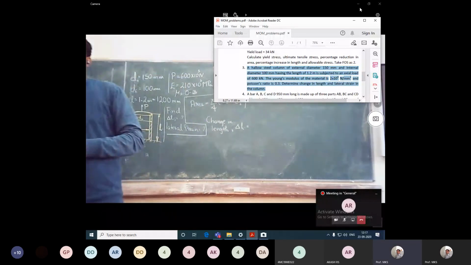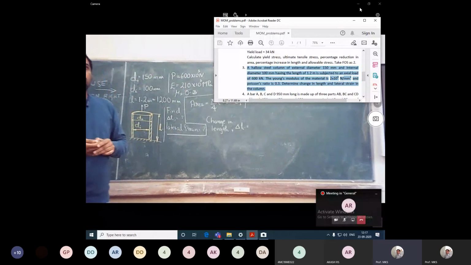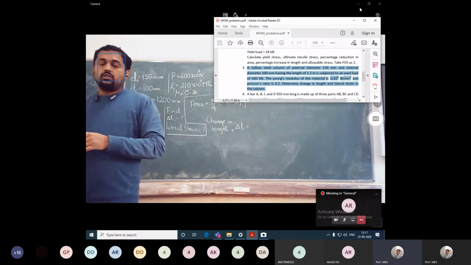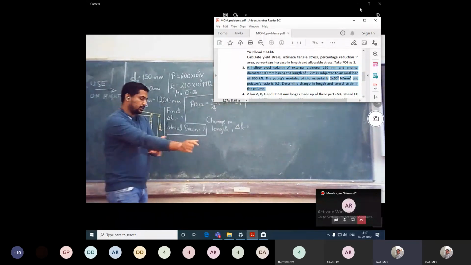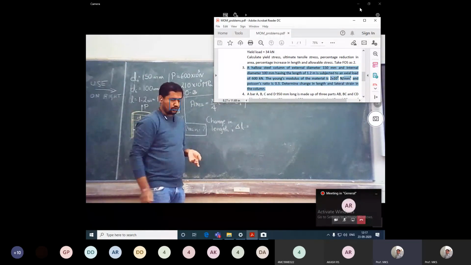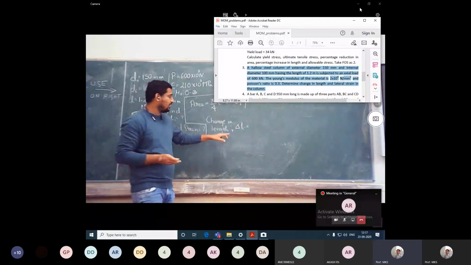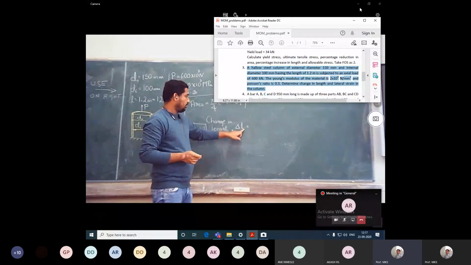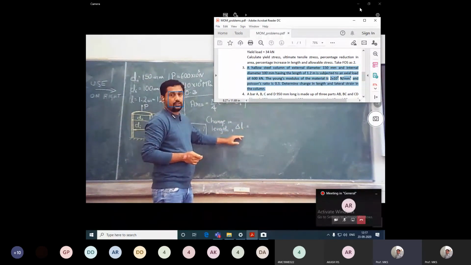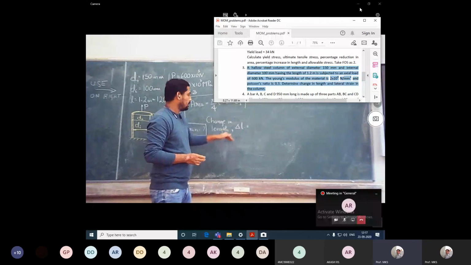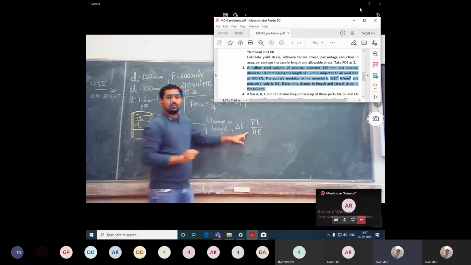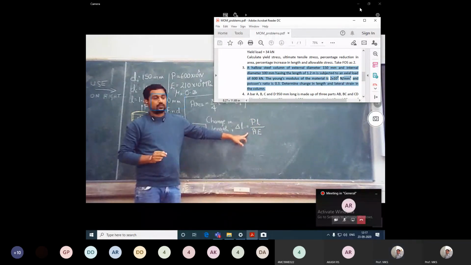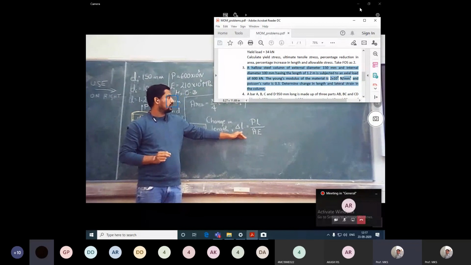Delta L is given by, according to Hooke's law, stress is equal to PL by A. We also use the expression for stress: stress is equal to force by area. Then we use the strain equation, delta L by L, substituted there, and we got the delta L expression as PL divided by AE, remember? So use this expression for change in length.